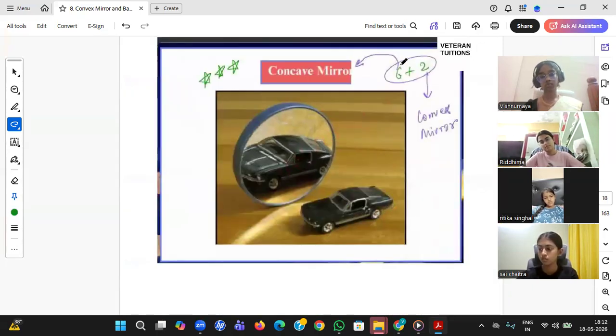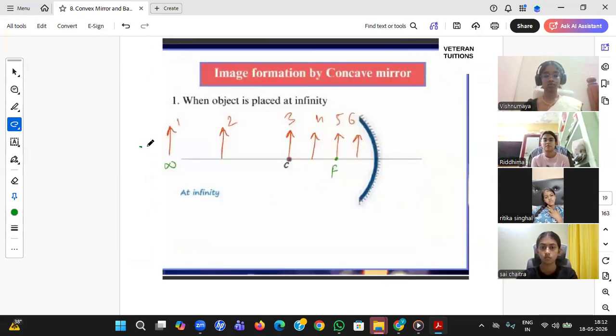In the concave mirror, how many cases? Only 6 cases. You remember these 6 cases. Finished. The game is finished, student. So what are the 6 cases? Cases are nothing but, you need to assume the object at infinity.